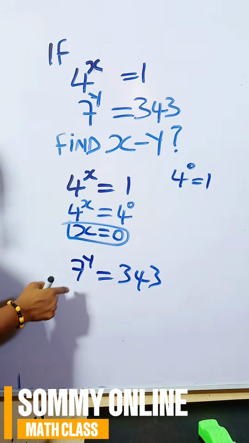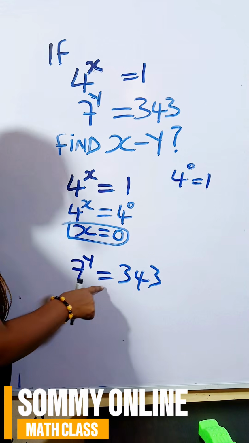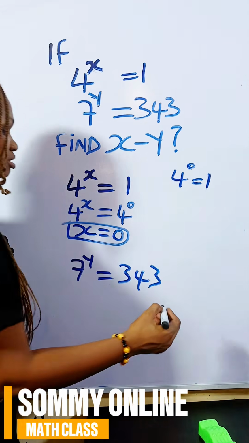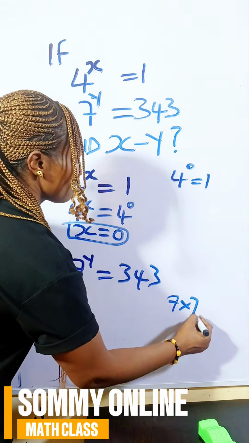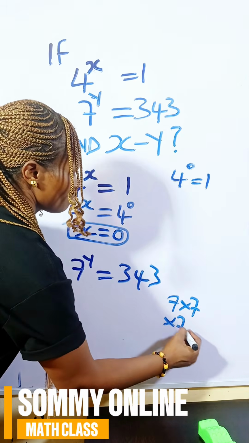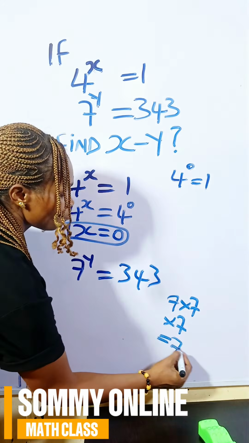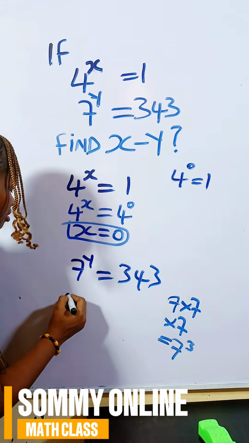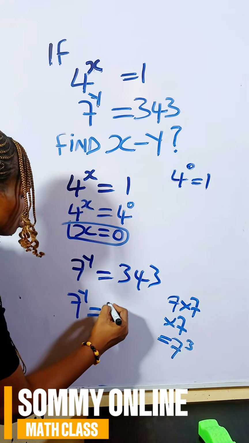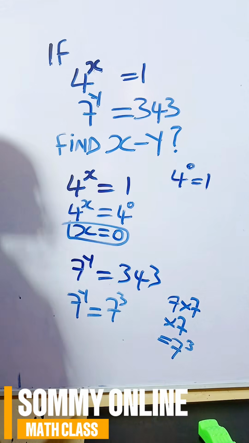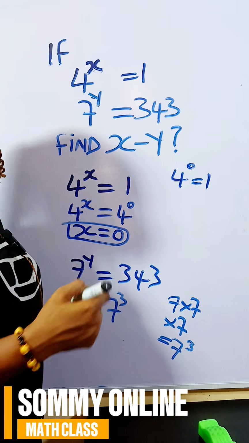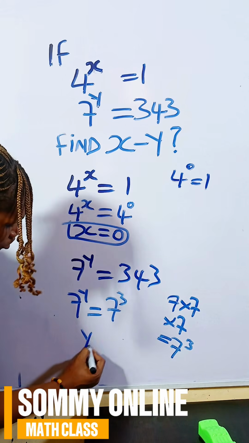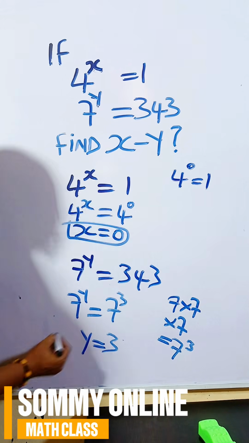So the same thing here, we have 7 raised to power y equal to 343. Remember, 343 is the same thing as 7 multiplied by 7 multiplied by 7, which is equal to 7 raised to power 3, right? So therefore, we now have 7 raised to power y equal to 7 raised to power 3. And whenever we have the same base, we equate the powers. So if we equate the powers here, we now have y equal to 3.